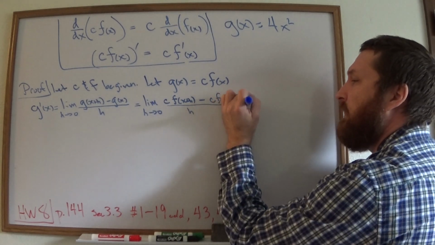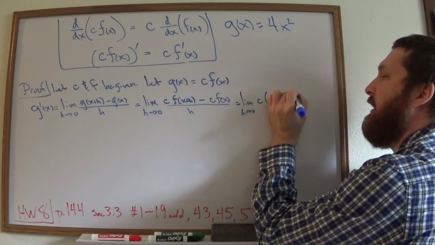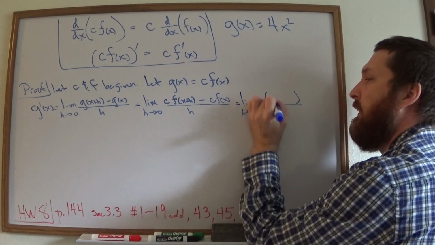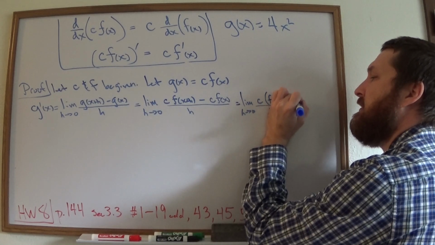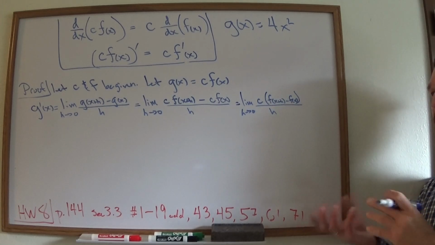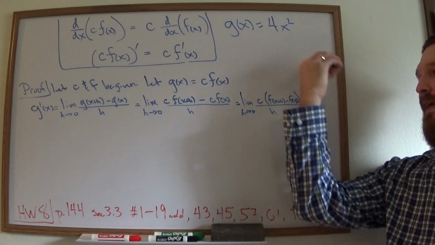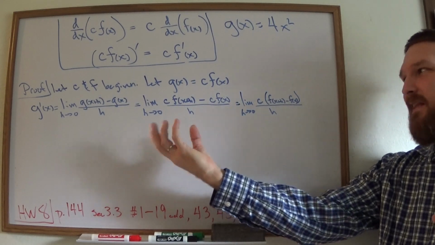Okay, so I get my limit as h goes to 0. I'm just going to pull my c out right here, and I have my f of x plus h minus f of x. See what's going on here? That's just a constant, no matter what it is. I can even just go ahead and pull that out of the limit entirely, can't I? Yeah, those are the limit laws.